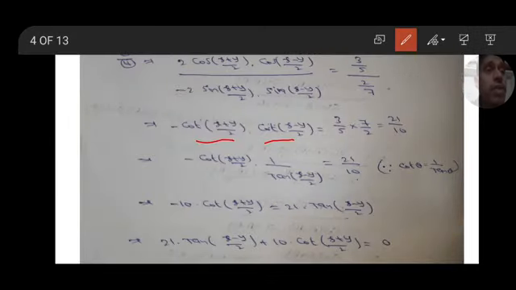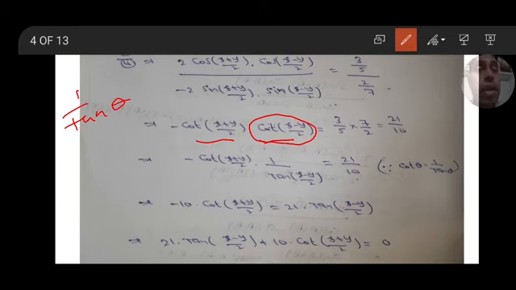So x minus y by 2 we have to convert into tan. So this term we have to convert it into tan. Cot theta equal to what? 1 by tan theta. Instead of theta here x minus y by 2. So minus cot of x plus y by 2 as it is, and 21 by 10 into 1 by tan of x minus y by 2. Cot theta equal to 1 by tan theta.